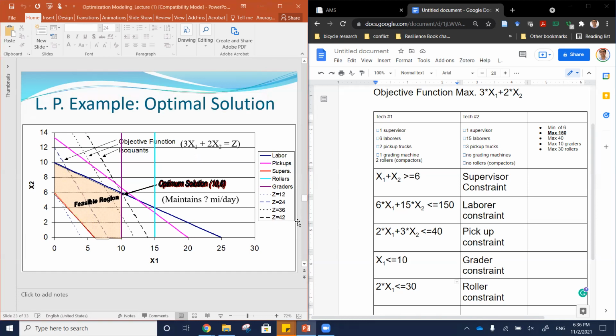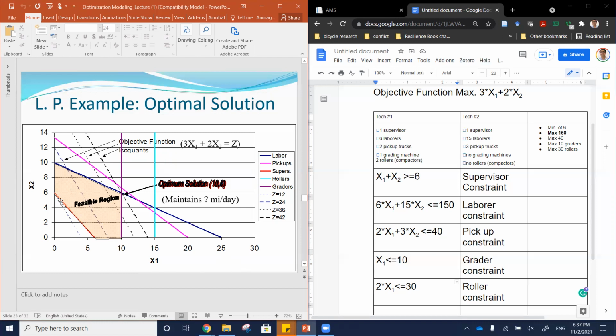And then I'm going to start drawing 3x1 plus 2x2 lines at different values of z. I'm going to start with a lower value of z. Essentially you can think of these as isoquants. On all of these lines they have the same slope, so the coefficients of x1 and x2 are the same, 3x1 plus 2x2. This is a very low value for 3x1 plus 2x2, and this is another value.